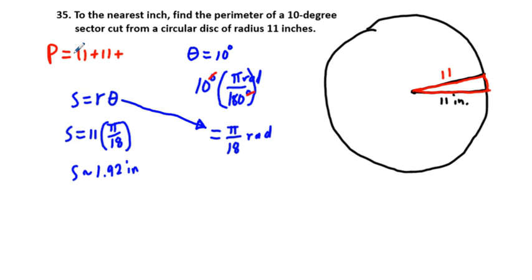And so here our perimeter P is 11 plus 11 plus 1.92. That's going to be inches. We have 11 plus 11, that's 22, plus 1.92. So our perimeter is going to be approximately 23.92 inches.